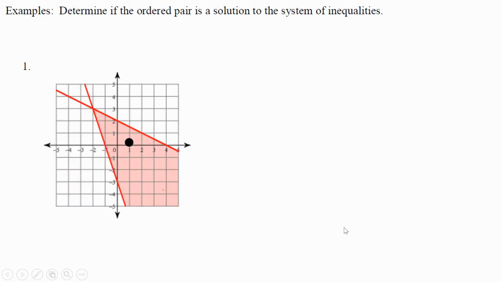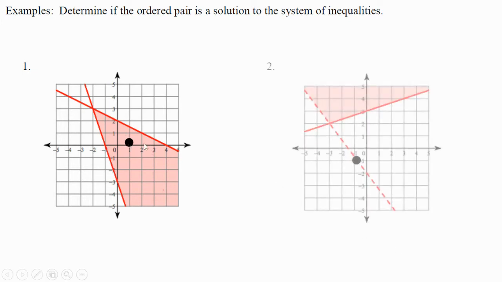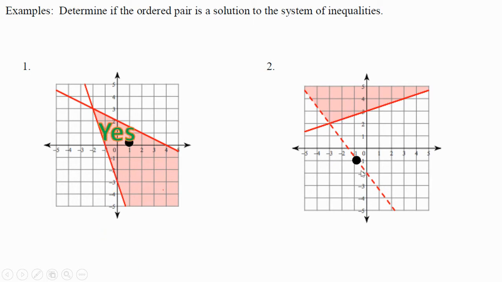All right, so let's check it. Let's determine if the ordered pair is a solution to this system of inequalities. It looks like that pair is right here. It's in a double shaded area, so this one is a solution to the system. Check yourself on this one. Is this a solution to the system? It is not. It's not a solution to either one. It's not in a shaded area, and it's on a dotted line, so it doesn't work.